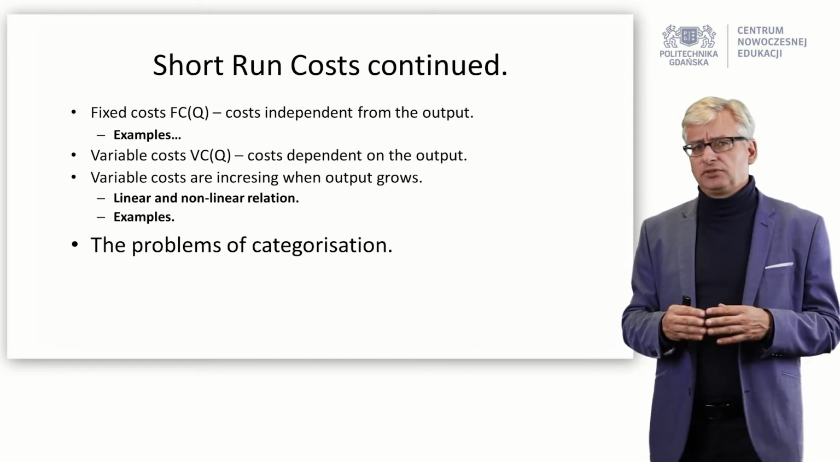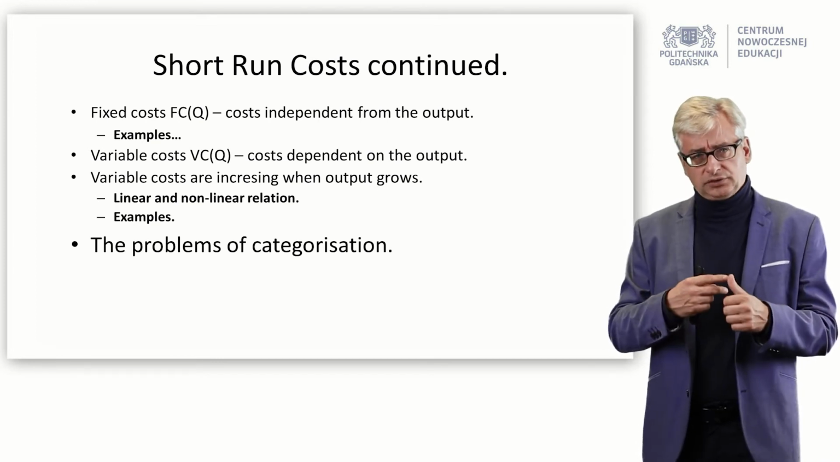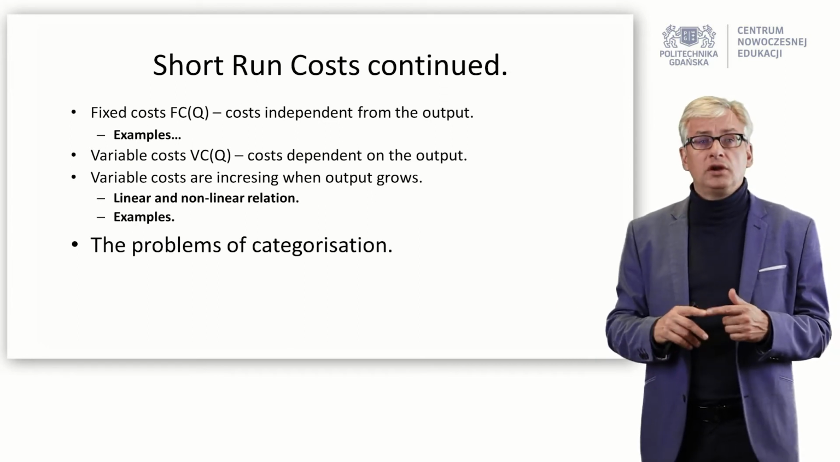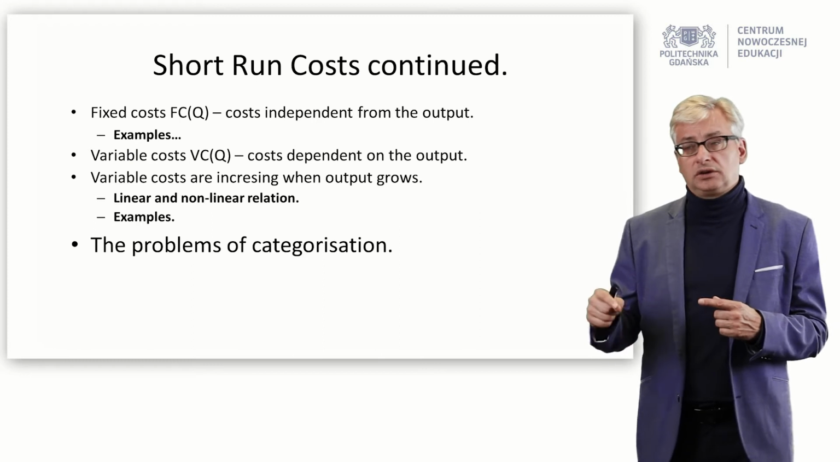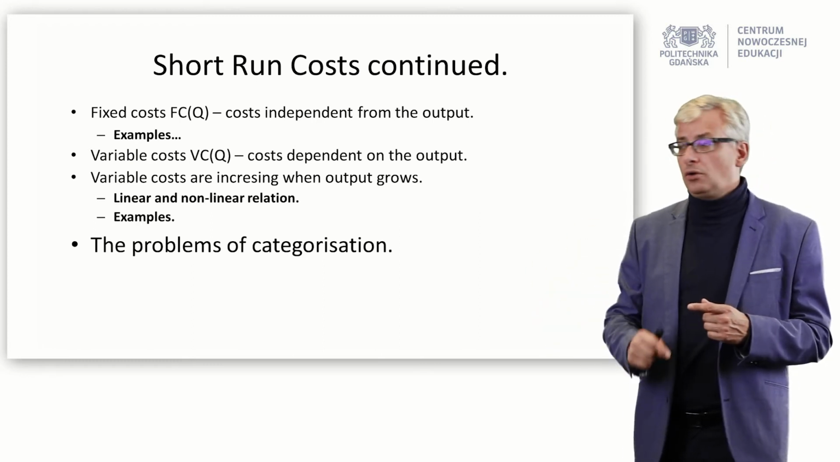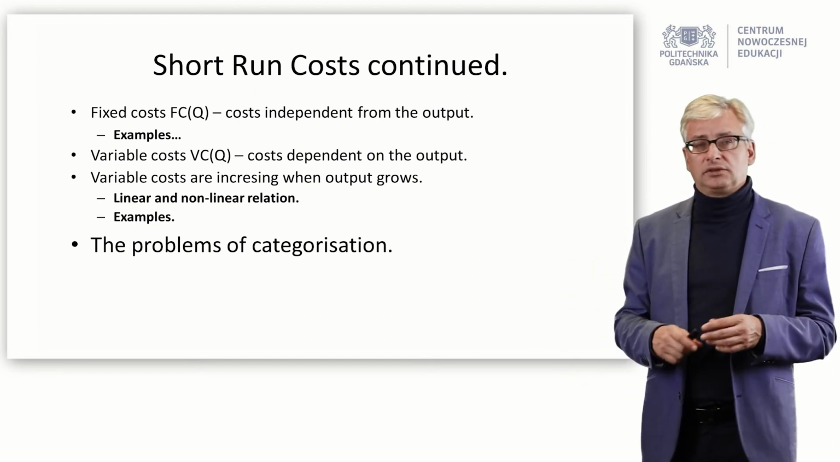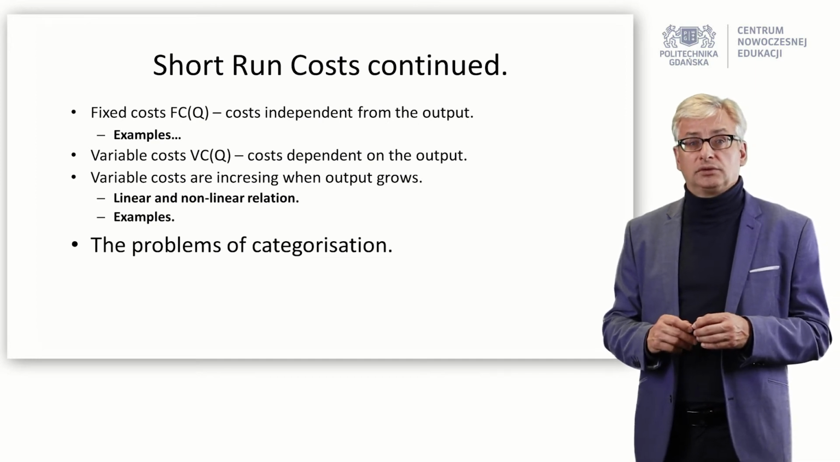What are the examples of variable costs? Well, this is, for instance, your electricity consumption for your production, or this is the salary of workers that are directly involved in manufacturing, or materials, or packaging. These kinds of costs would belong to variable costs.